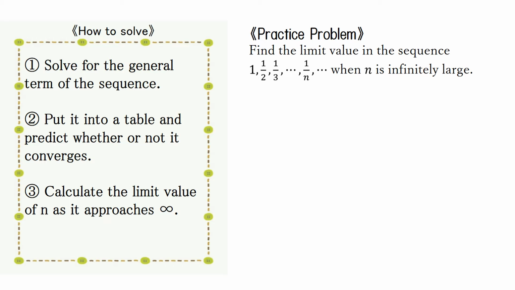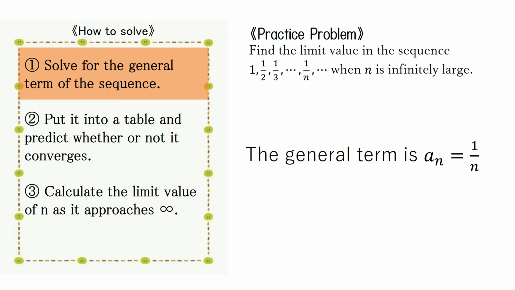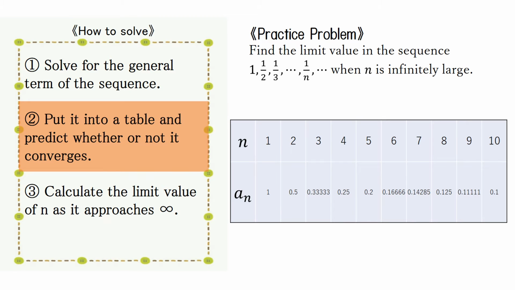Find the limit value in the sequence 1, 1/2, 1/3, continuing to 1 over n, when n is infinitely large. Find the general term of a sequence of numbers. In this problem, the general term is a sub n equals 1 over n. We will make a graph and table out of it and predict how it will converge.